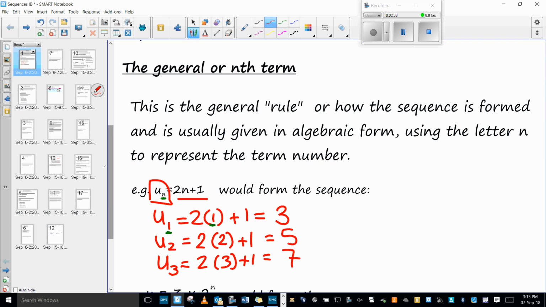So it would be the sequence 3, 5, 7. I'm going to show it keeps going by showing it's got dots on. We could do the 4, 5, 6. Doesn't matter. But there we go. Happy with that? Nice, easy start.